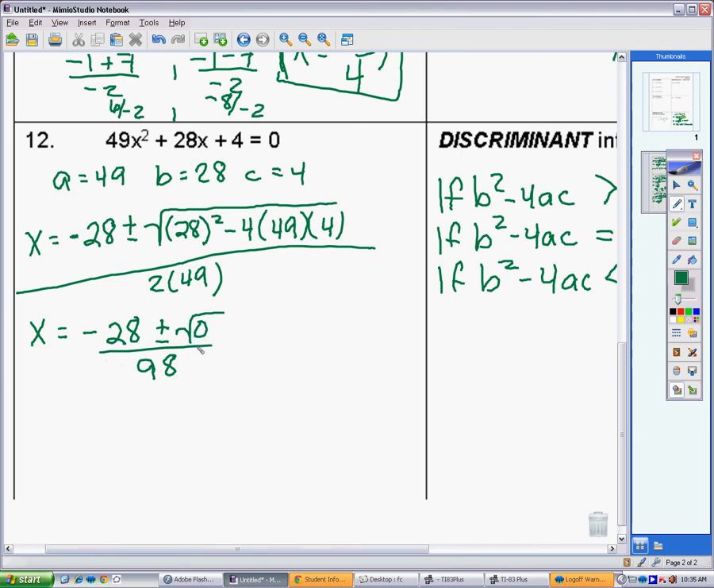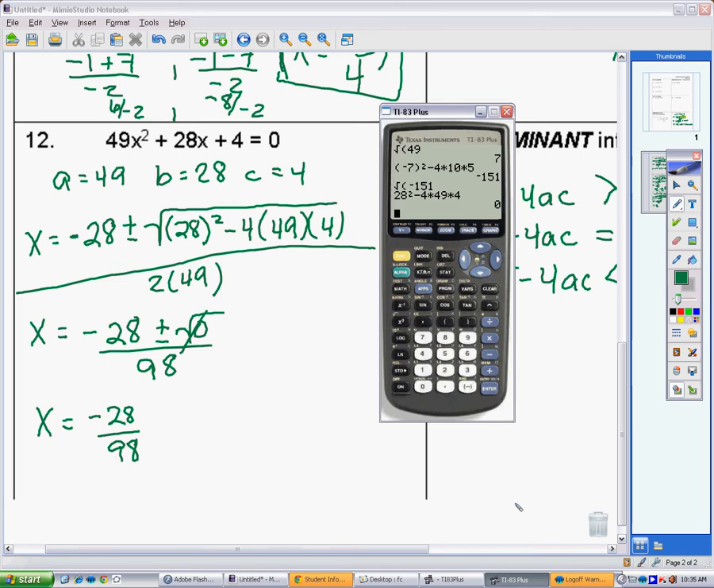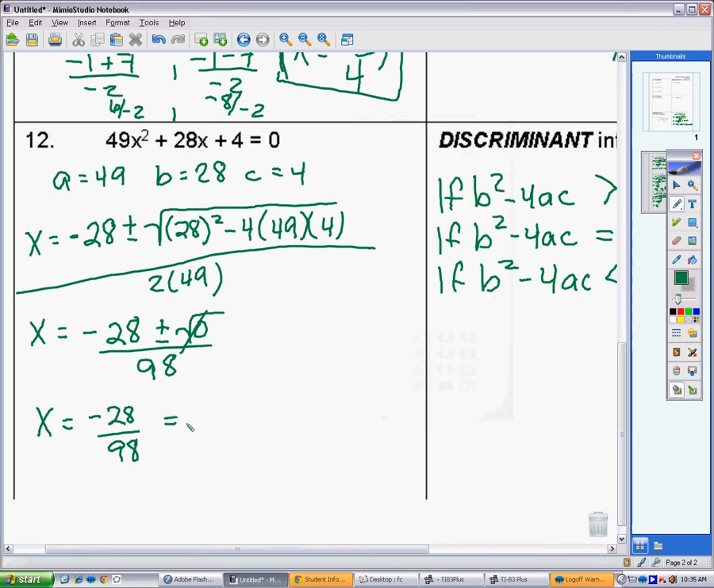Well, this is still 0, so that goes away. So I have one solution. Remember, when it equaled 0, I had one solution. It's negative 28 over 98. Well, I'm going to simplify that down. And I'm just going to use my calculator. Negative 28 over 98. I'm going to hit enter, and I get that decimal. Well, I can always change it back to a fraction by hitting math, 1 fraction. So that simplifies down into negative 2/7, and negative 2/7 would be my final answer.